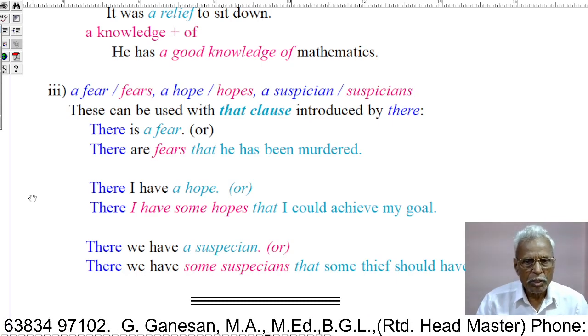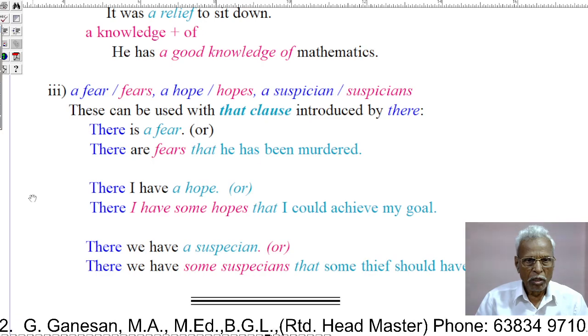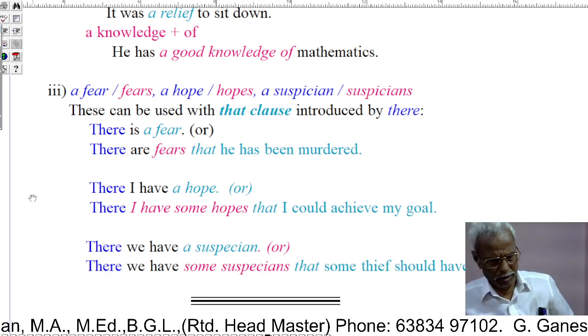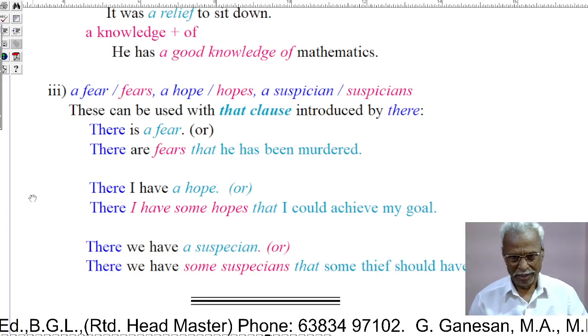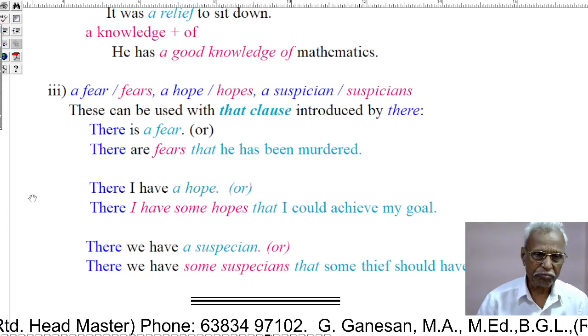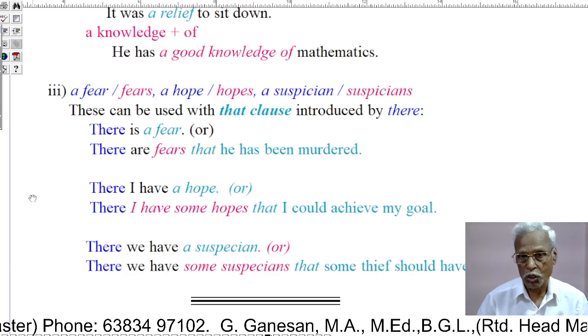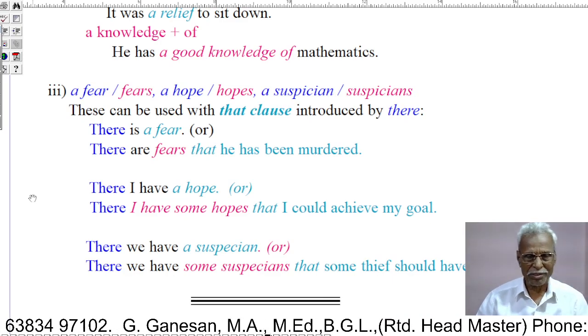Then these abstract nouns: fear can be used as countable nouns. A fear, fears. A hope, hopes. A suspicion, suspicions. Three examples I have given here. These can be used with a clause introduced by that. What is a clause?